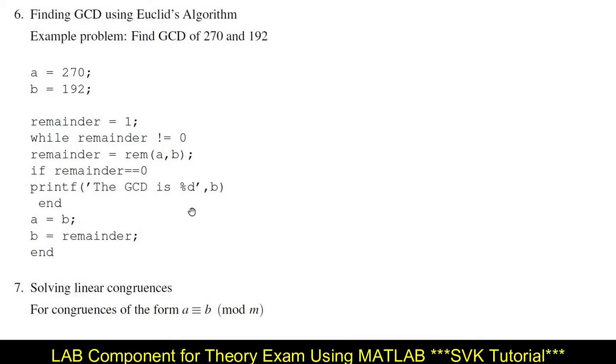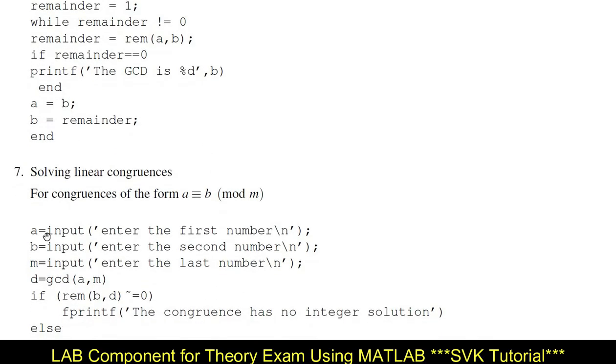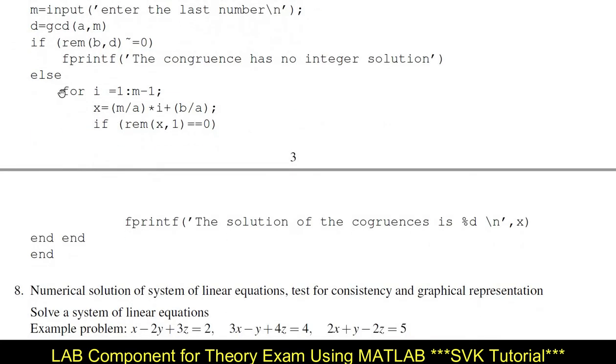Solve the linear congruence. We are required to solve the linear congruence. So for that, consider the inputs A and B. So enter the first number and second number, the value of m. Then find out the GCD of A and m. So go with the if else condition and for loop. Enter the for loop here. So then end with the solution. You are going to get the linear solution for the linear congruences.